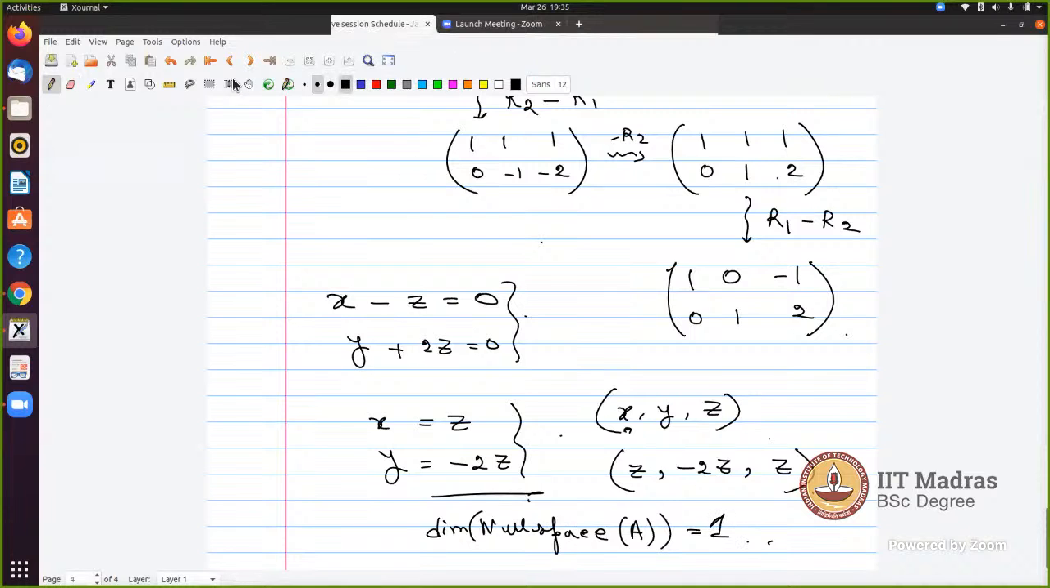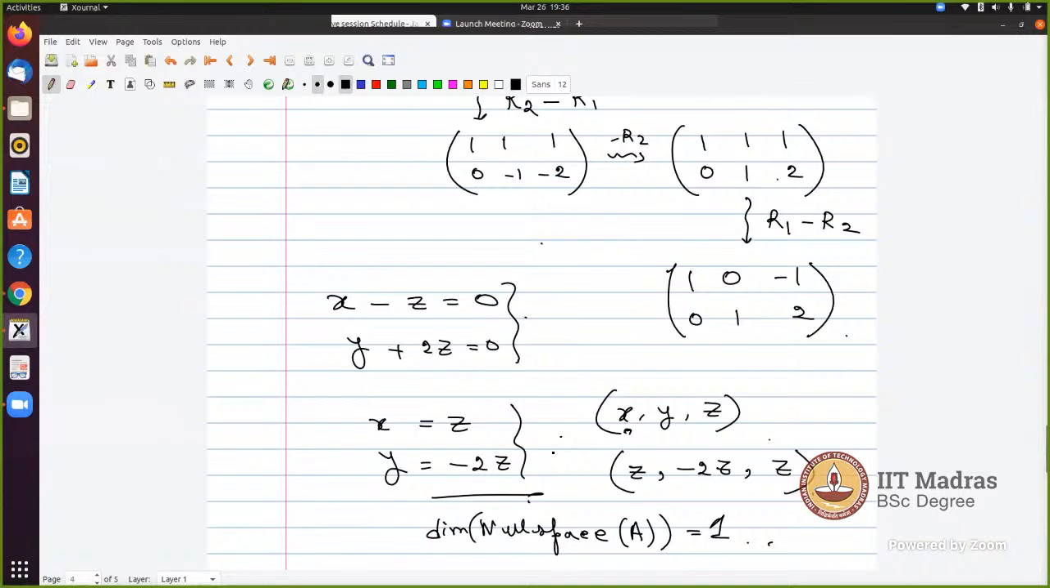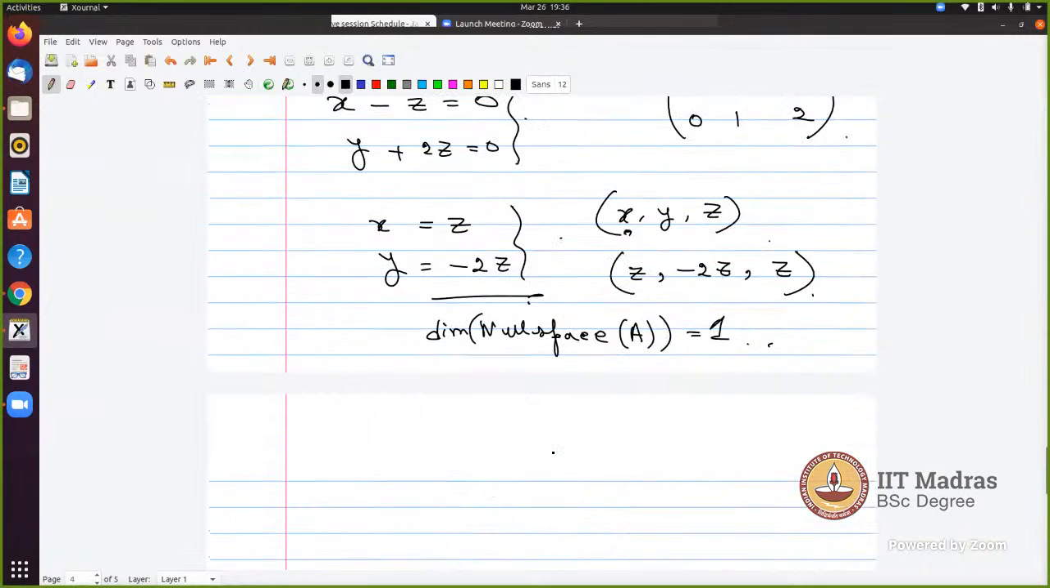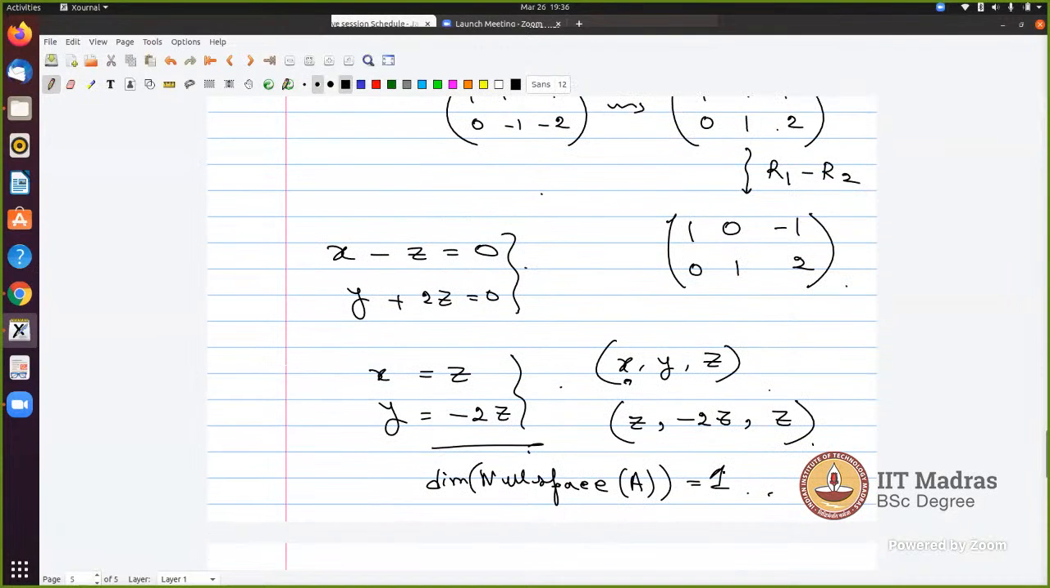And now if I ask you what is the rank of this matrix? Rank of A is 2, correct? Yes, sir. And nullity is 1. The dimension of null space means nullity. Sir, how is the null space equal to 1? I think nullity is 0. Yes, nullity is 1.